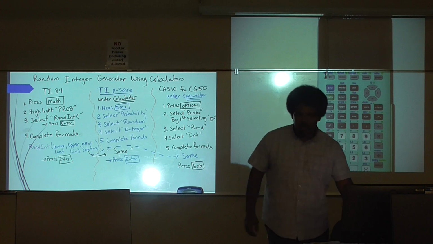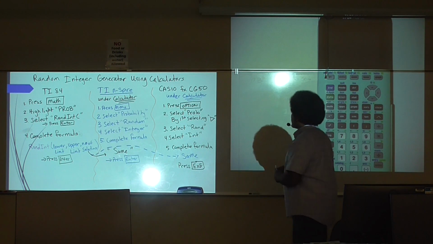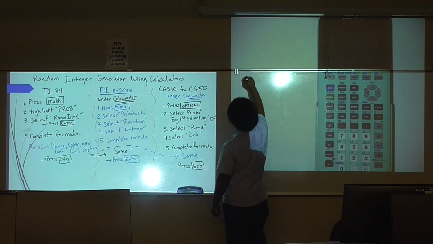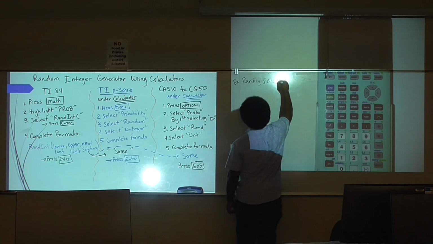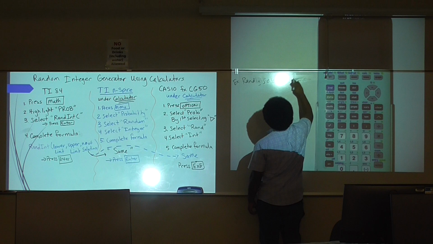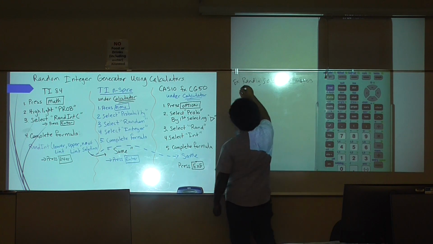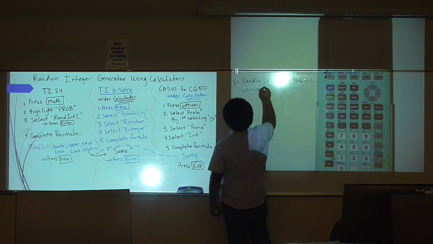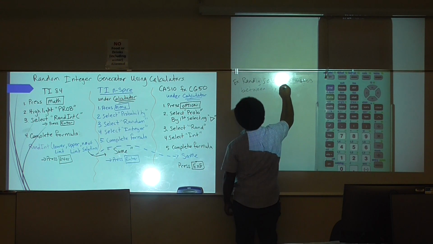Let's just say that I want to randomly select 8 integers between 1 and, let's go with, 50.